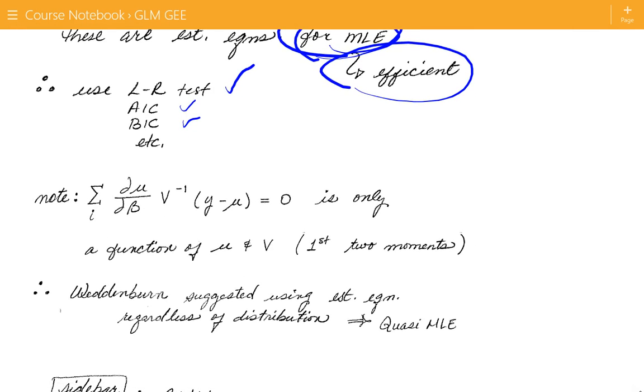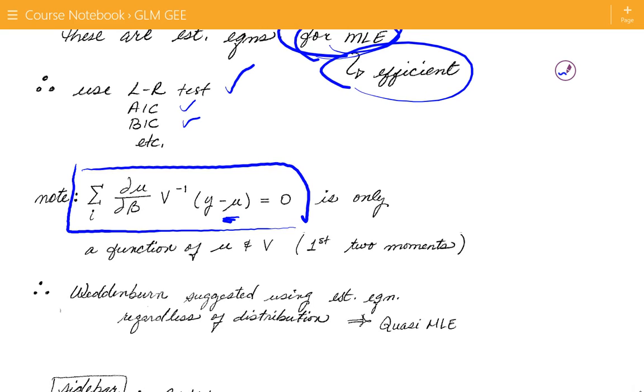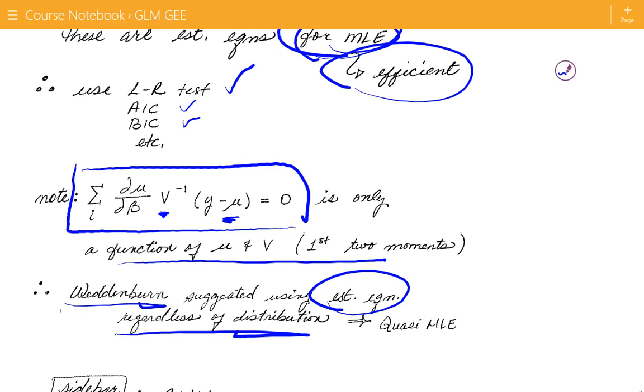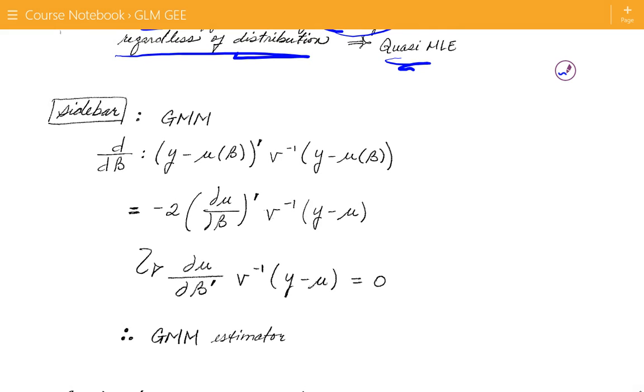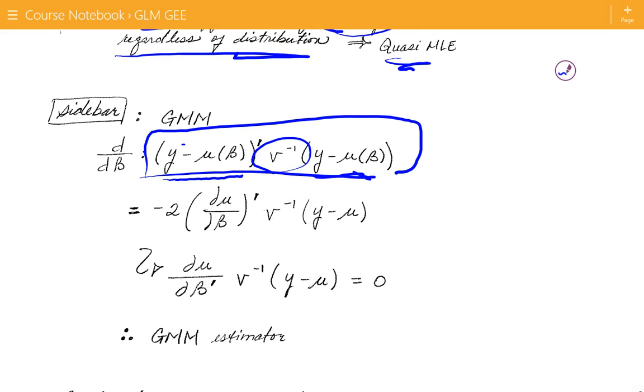What is interesting, though, is that the estimating equations are a function only of the first two moments, the mean and the variance, which led Wedderburn to suggest using the same estimating equations regardless of whether the distribution is exponential or not, and what was termed quasi-maximum likelihood. However, we needn't even go to that approach. We can go back to our lectures on generalized method of moments, and we can note that if we were to look at y minus μ(β) as our error term, with the inverse of a variance matrix, or you can just think of it as our positive definite matrix, this is the form of the quadratics that we were looking at in the generalized method of moments.